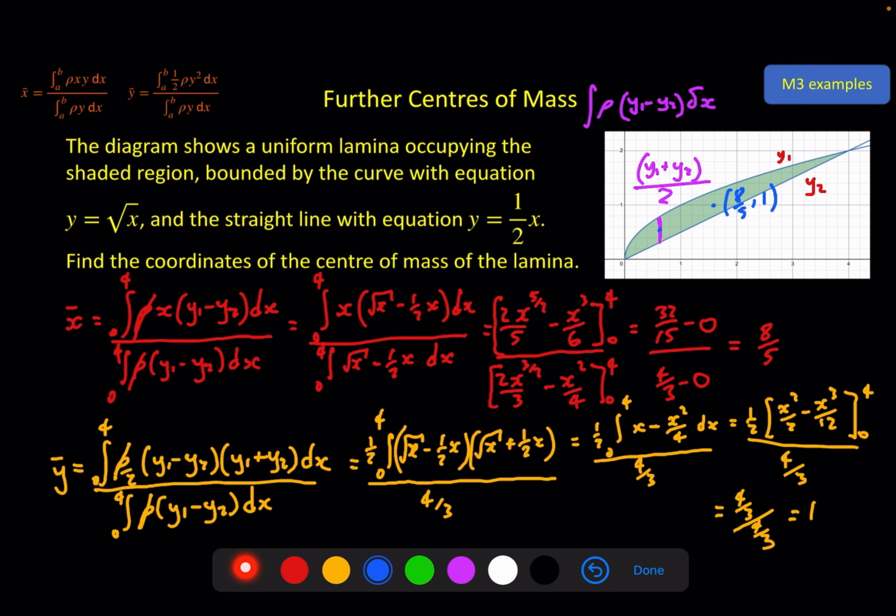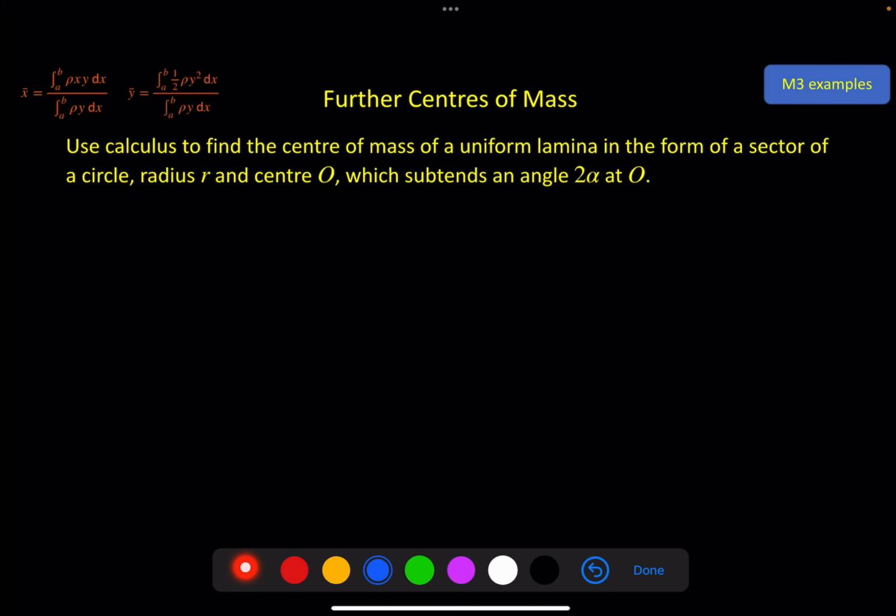Next example. Use calculus to find the centre of mass of a uniform lamina in the form of a sector of a circle, radius r, centre O, which subtends an angle 2 alpha at O. This is a proof of the standard result in the formula booklet. This is one of the two examples where we're going to use theta.